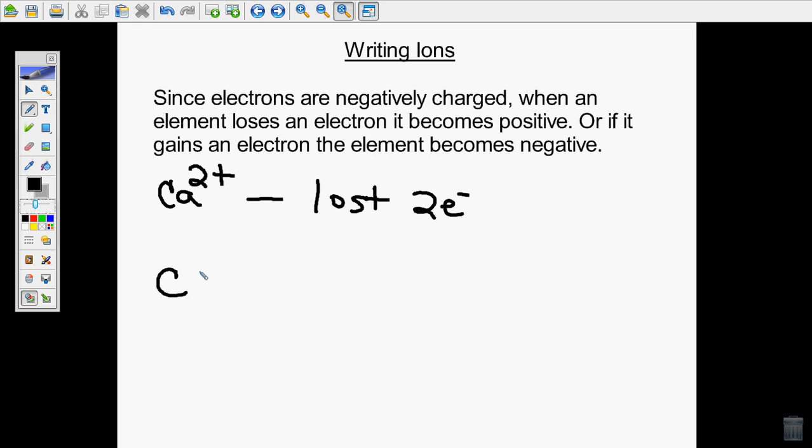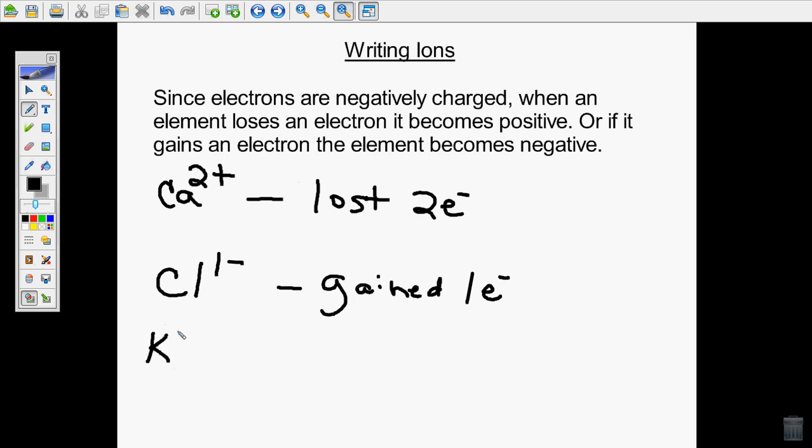Or you could have chlorine. It is written this way. This is saying it has gained 1 electron, meaning that it has 1 more negative than it does positive. And you can leave the 1 off here and just show the negative sign, as an implied 1.